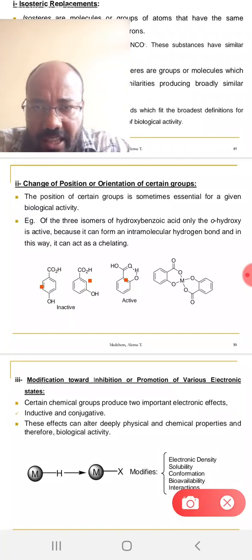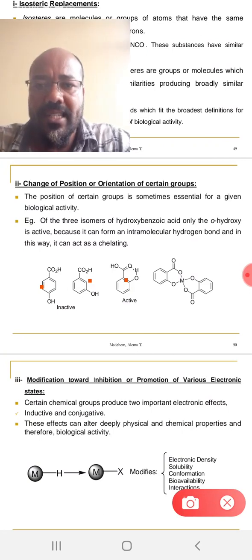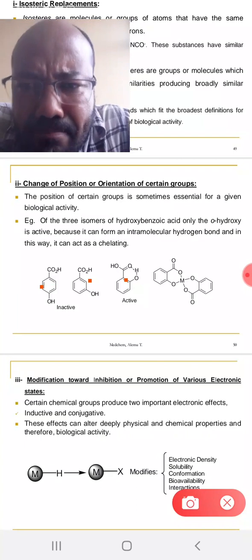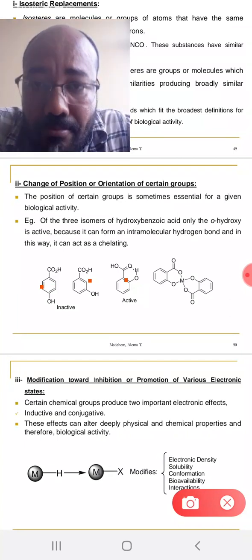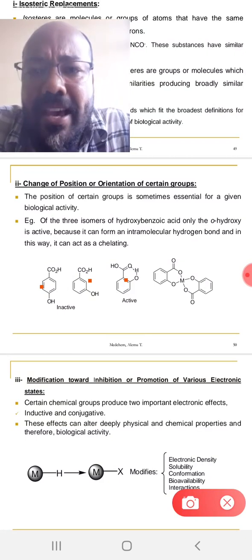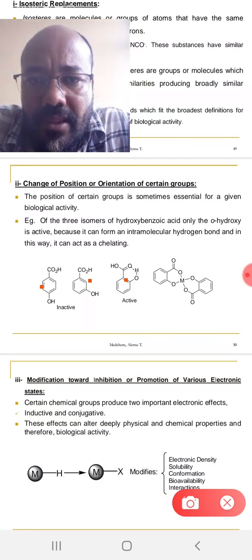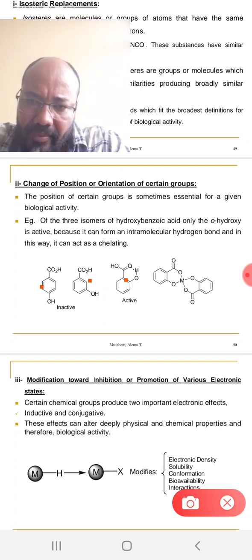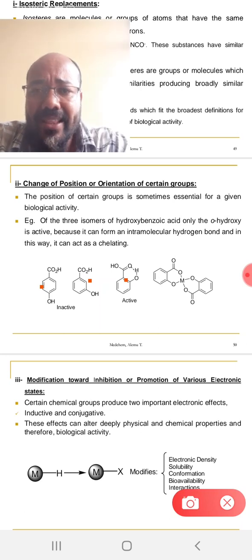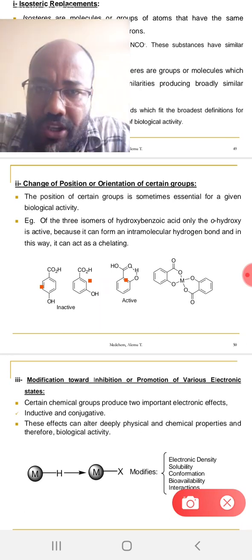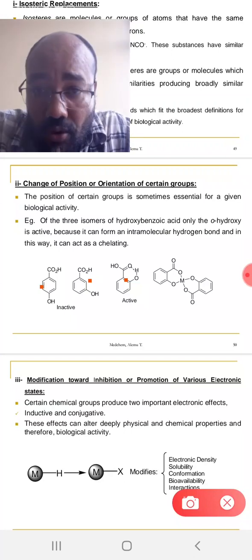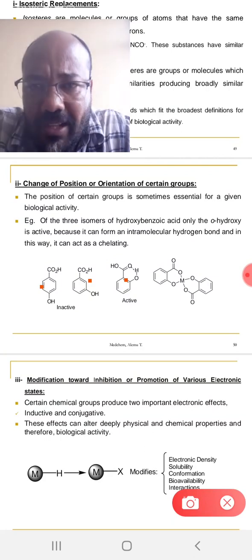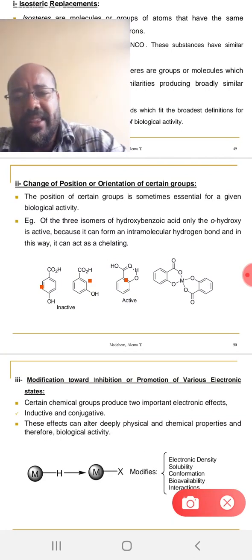Therefore, changing the orientation, the position of some important groups, some important side chains may change the activity, the pharmacological property, chemical property. Here the para and the meta are inactive, but ortho is active, which is called salicylic acid, the oldest analgesic drug that is commonly known. Therefore, here, this compound is active.